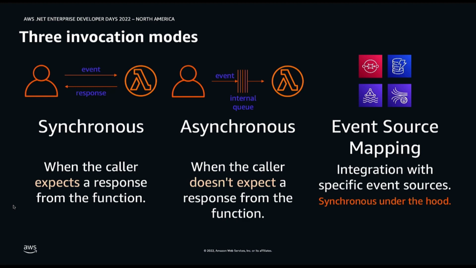But on the contrary, asynchronous operations are best suited where the caller does not expect a response from the function. The caller places the event on an internal queue, which is then processed by another Lambda function. There is a third invocation, which is under the hood: event source mapping, where you integrate with specific event sources.